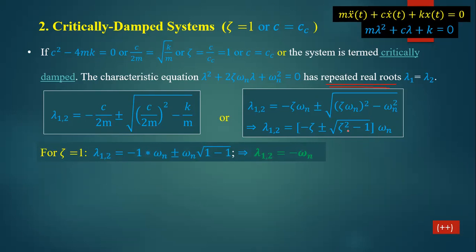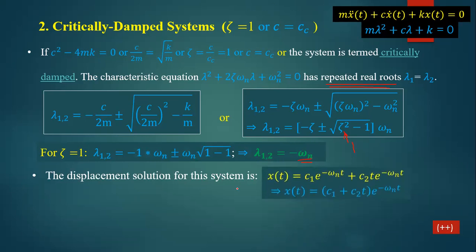Because we substitute here zeta equals 1, 1 square is 1, 1 minus 1 is 0. So this plus or minus term will be removed from the system. We have left minus zeta omega n. Again, zeta is 1, then we have left only 1 omega n, minus omega n. So both lambda 1 and lambda 2 are minus omega n, meaning they have only repeated roots.